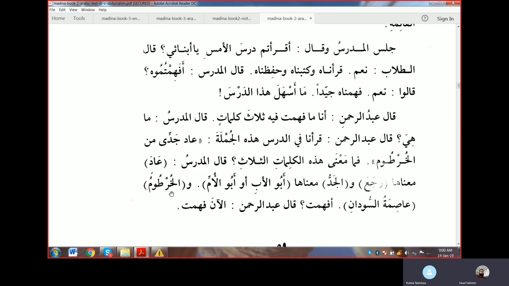The grandfather means father of father, or father of mother. Wal Khartoum asimatul Sudan, and the Khartoum is the city of Sudan. Yes, capital of Sudan. Okay, capital of Sudan.